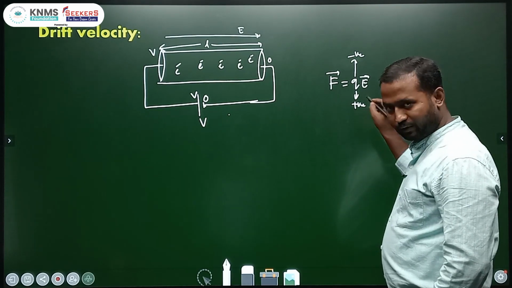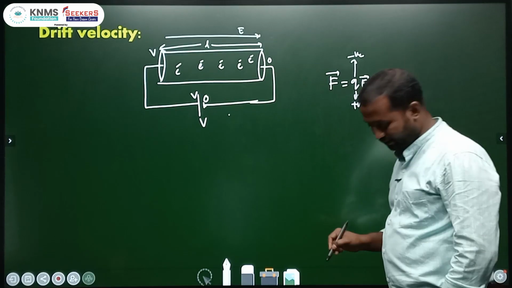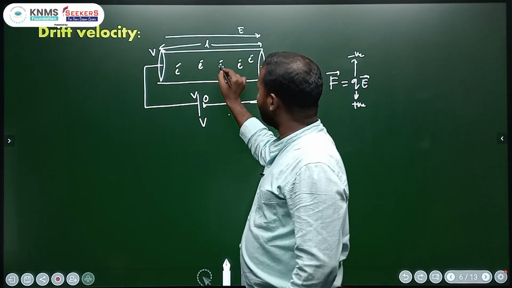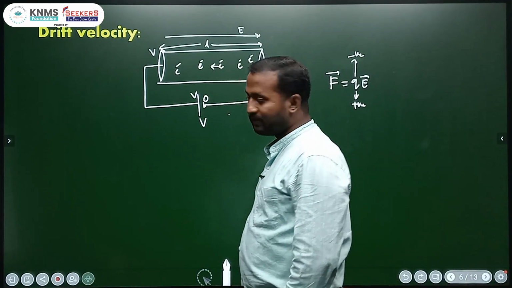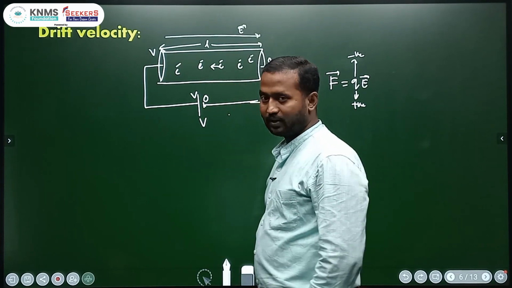Electric field will be in one direction. The force experienced by these charged particles will be in the opposite direction. Here you can see electrons are negatively charged. Hence, they will experience a force in the opposite direction to this electric field. I hope you can see that.